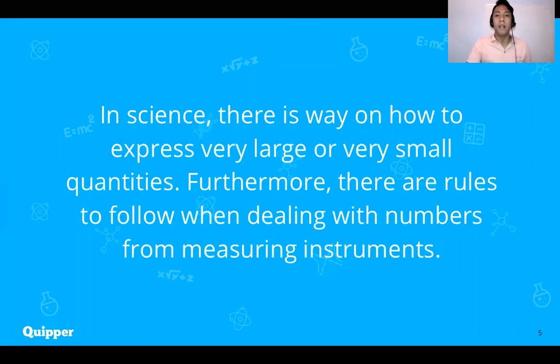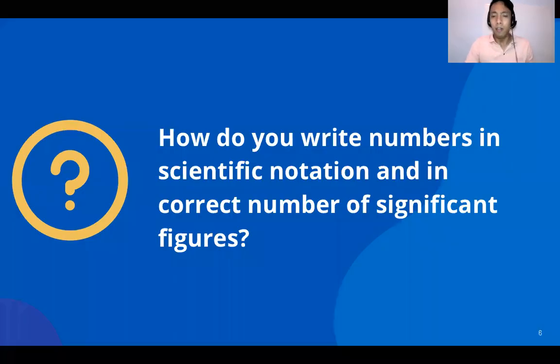So in science, there is a way to express very large or very small quantities, so you need to take note of that. Just like what I said, for example, the planet and the sun, that is a very large quantity. So they need to convert or transform that distance into a scientific notation, in order for the others to understand. Got it?